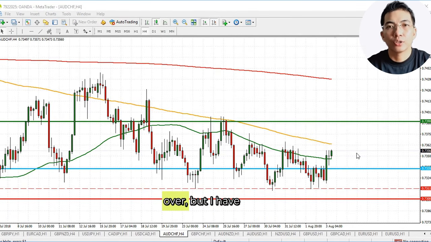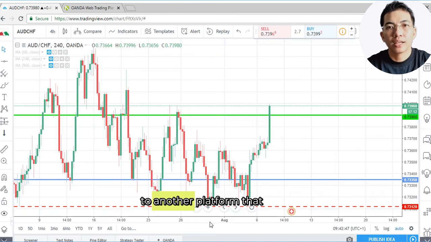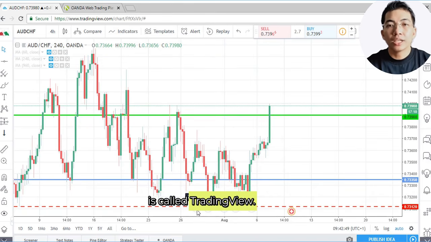Okay, the position is over, but I have had some problems with the MetaTrader on Oanda. You can see that the price is not moving at all and I have no connection. To analyze this position, I'm going to switch to another platform that is called TradingView.